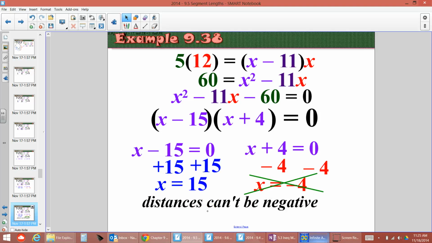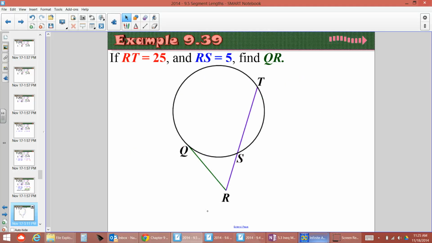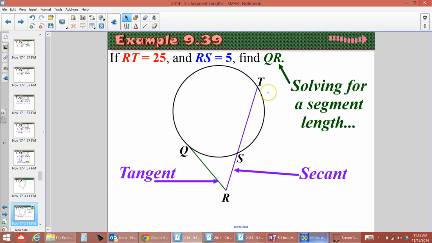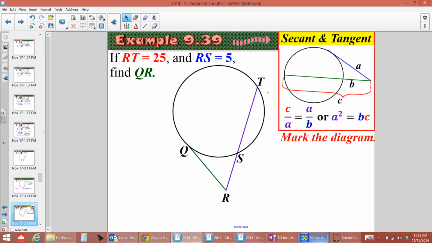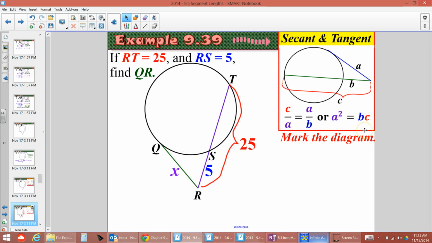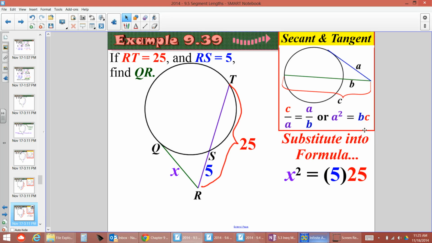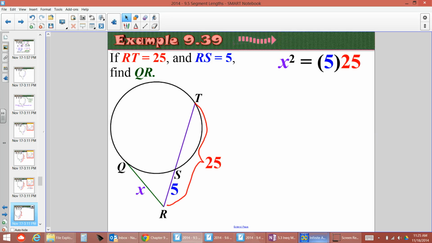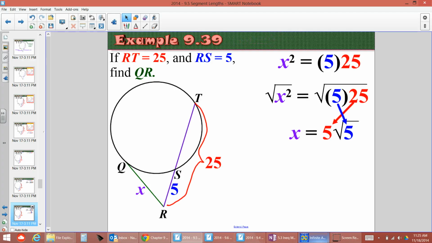That's example 9.38. For example 9.39, we're using a tangent and a secant. So we're going to use that formula from our cheat sheet. And we say, okay, we've got tangent squared equals b times c. So here I have x squared equals 5 times 25. We square root both sides. And we know that 25 is a perfect square, so we pull the 5 out in front. And we're left with x equals 5 root 5.